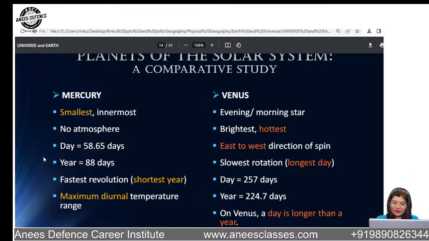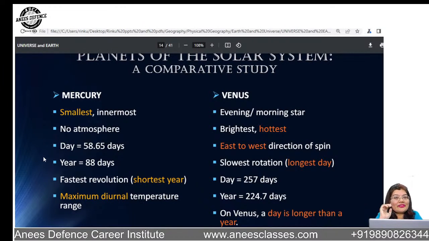All right. Now, also add to the fact that it takes some 257 Earth days to finish a rotation around itself, whereas it takes less than 225 days to finish a revolution around the sun. Hence the contrasting fact, or rather a paradox, that on Venus, a day is longer than a year. So this holds true, but it sounds weird.